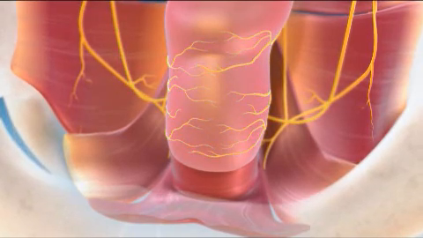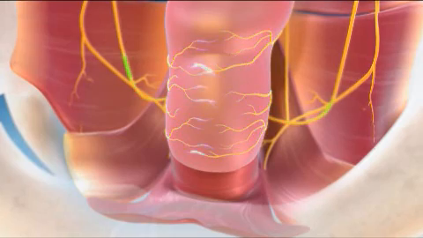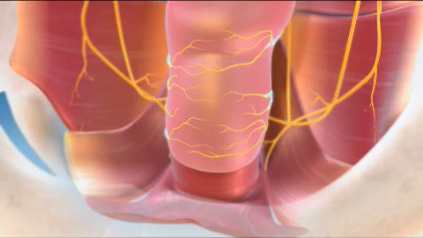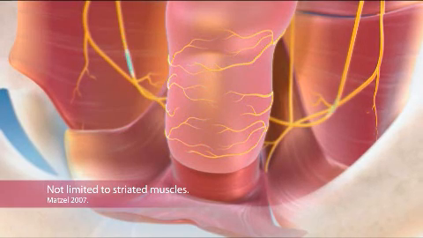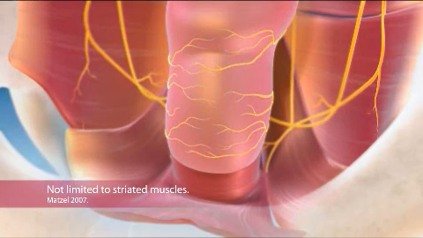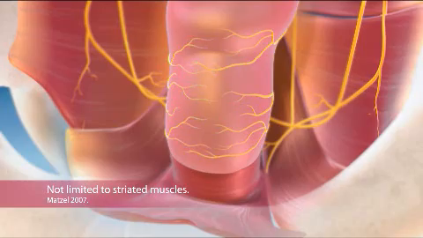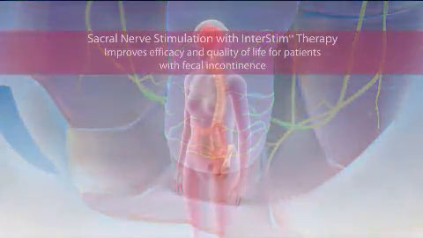In other research, anorectal physiologic measurements suggest that Interstim therapy is not limited to the striated muscles or sphincters, but also modulates the sensory afferent pathways. Benefits of neuromodulation were observed at levels of stimulation that did not activate striated muscle.